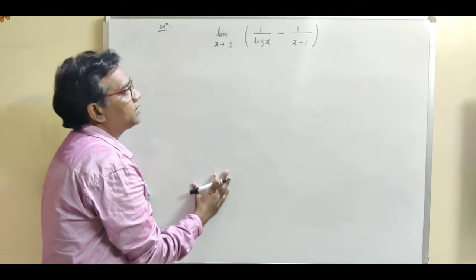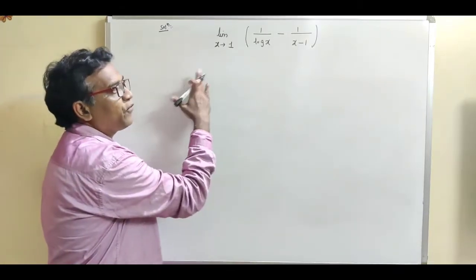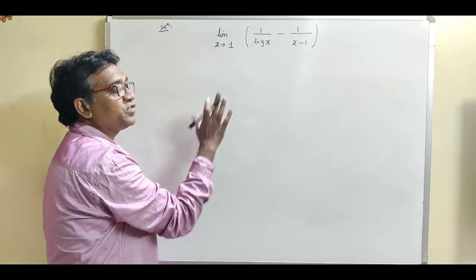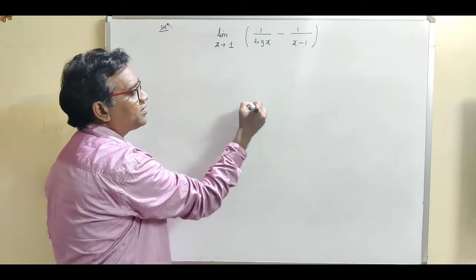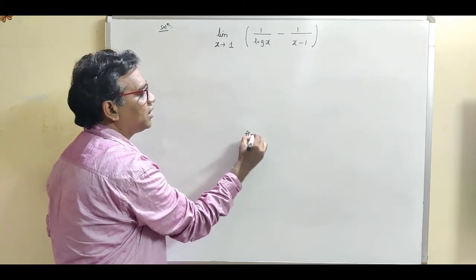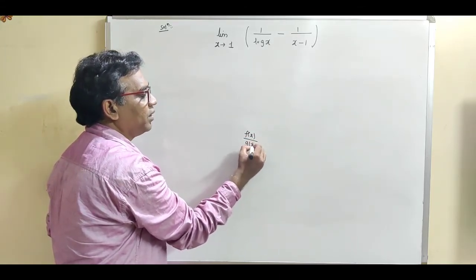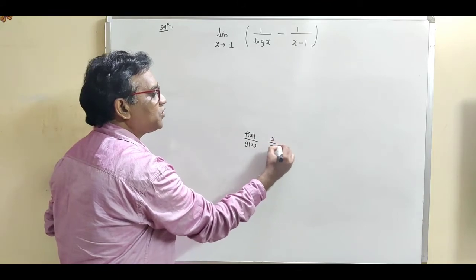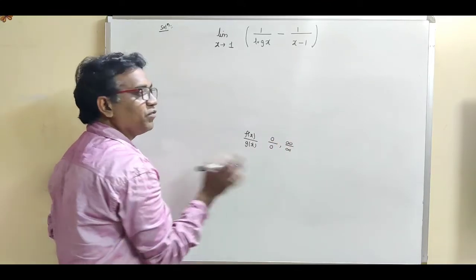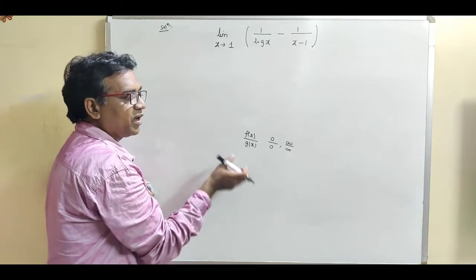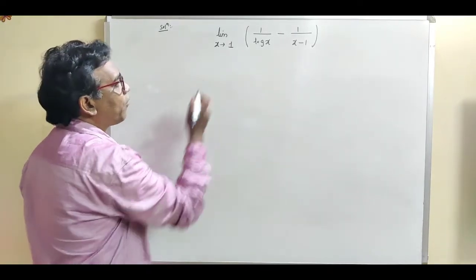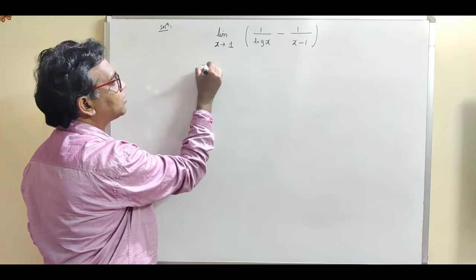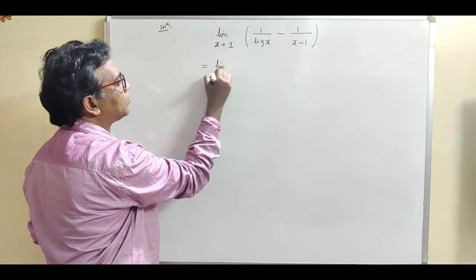So see what is the method? If the limit form contains the subtraction, which is not the proper form, we have to convert this subtraction in terms of division. Division should be either 0 by 0 or infinity upon infinity, and then we can easily apply the L'Hopital rule. So first of all, convert this subtraction in terms of division.